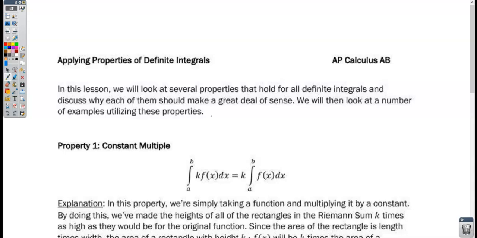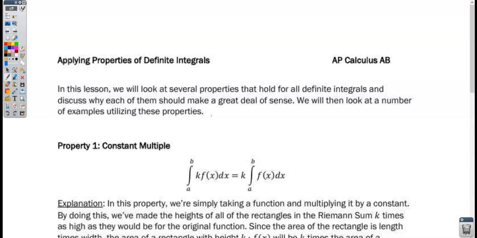Alright everybody, welcome back. In this video we're going to talk about information from section 6.6 of AP Calculus, applying properties of definite integrals. So we're going to look at some important properties that you should know about definite integrals and how they work and why they work, and talk about applying some of them in context.